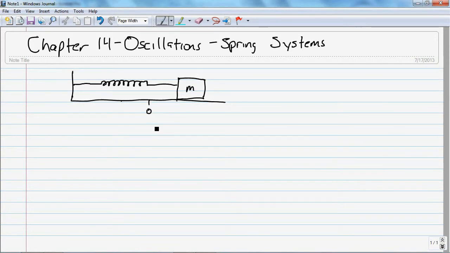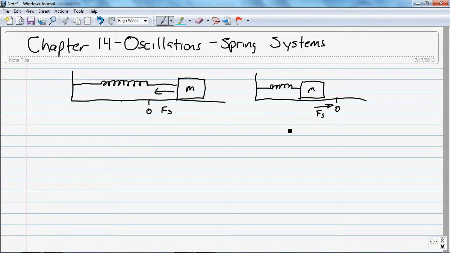Here's our 0 point. We know that there is going to be a force of the spring that's going to want to restore the mass to equilibrium. And if we were to compress the spring, again, there's a force on the spring that's going to repel the compression. It's always wanting to go back to its equilibrium point. So this is Hooke's law.